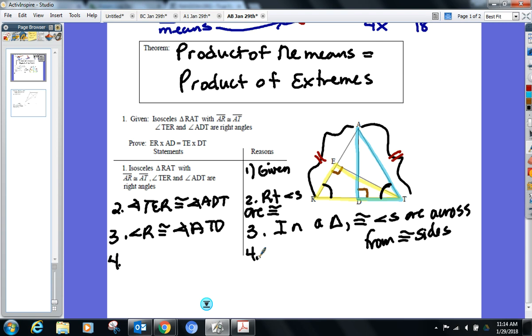We have two pairs of angles. All right, hey, we got two pairs of angles. What do we know about the triangles? They're similar. Yep. It's all right. First day back. It's okay. Happens. Triangle RET.